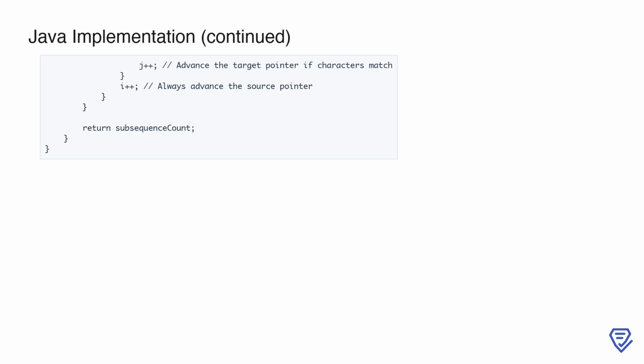Regardless of whether there is a match or not, we always move the i pointer forward to continue scanning the source. This process continues until the j pointer reaches the end of the target string, meaning all characters in target have been matched using subsequences of source. Finally, the method returns the subsequence count, which represents the minimum number of subsequences required to form the target string. This implementation ensures that we efficiently match characters while minimizing the number of subsequences needed.